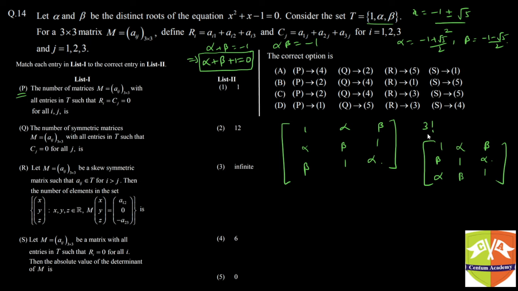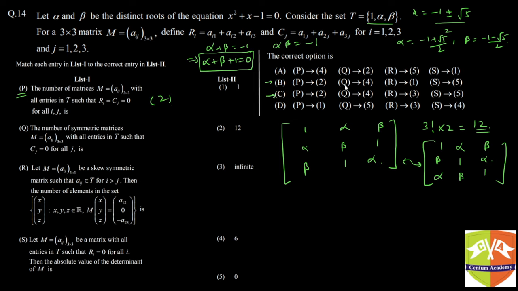So for each of these three factorial ways, there are two ways of filling them internally. So overall, how many do we have? 3 factorial times 2, that is 3 times 2 is 6, 6 times 2 is 12. Okay, there are 12 such matrices. So the answer of P is 2. So the answer has to be from option number B and C.